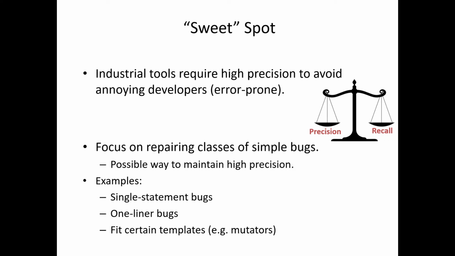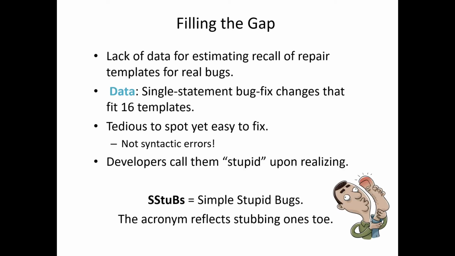One way to maybe find this sweet spot is to focus on repairing classes of simple bugs. Examples of such bugs are single statement bugs, one-liner bugs, or bugs that fit certain templates like mutators. Yet there is a problem: there is a lack of data for estimating the recall of repair templates for real bugs. So we wanted to fill this gap and create this sort of data.